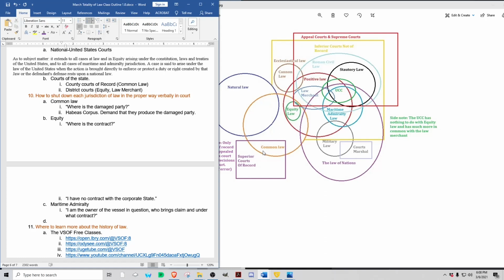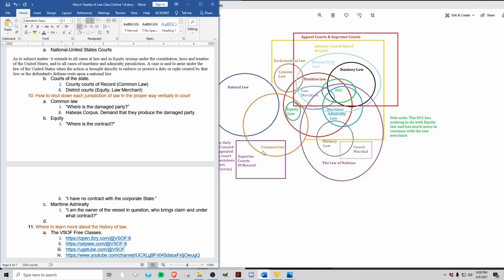Can't do it. Well, okay, then equity. Where's the contract, Your Honor? Or if you're talking to a cop, I have no contracts with the corporate state. What do you want? Maritime Admiralty. I'm the owner of this vessel in question. Who brings claim under what contract?